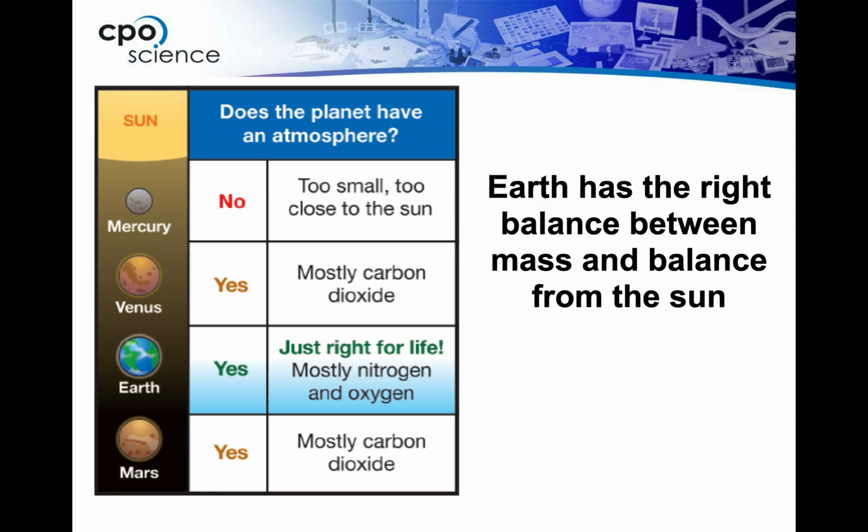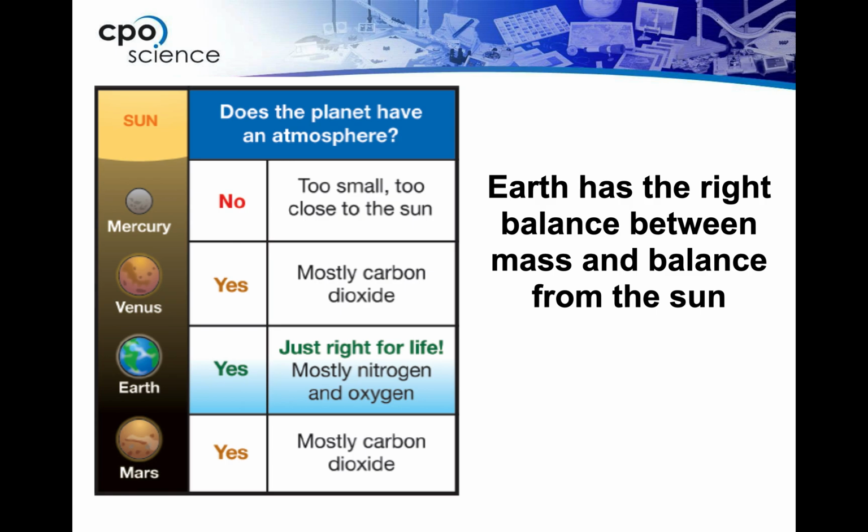So when I compare the inner planets, which are Mercury, Venus, Earth, and Mars, and talk quickly about whether they have an atmosphere: Mercury does not have an atmosphere. It's too small. In order to hang on to an atmosphere, a planet has to be big enough and have enough gravity to hang on to those gases, and Mercury just is not big enough to hang on to those gases.